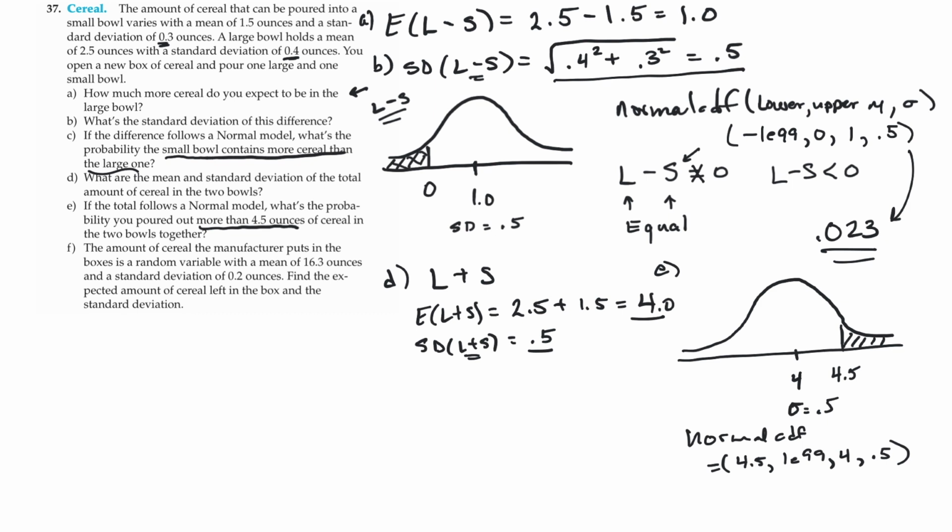I'm just going to type this in. Turns out it's 0.159. So just underneath 16% of the time, we would expect the bowls to go above 4.5 ounces.